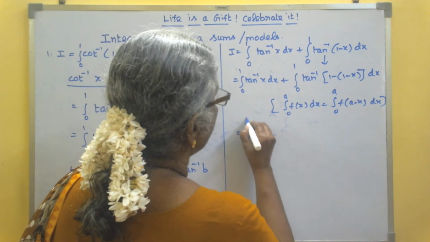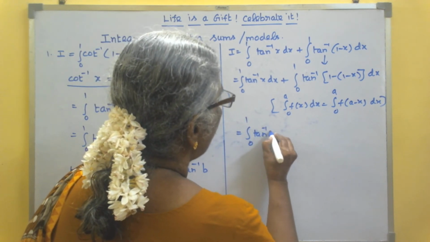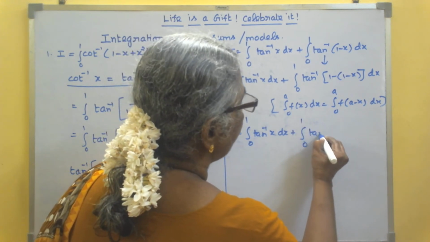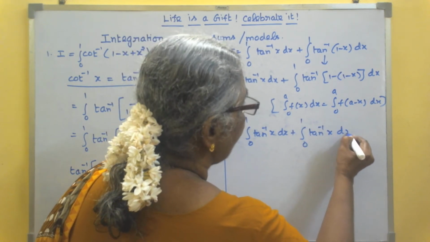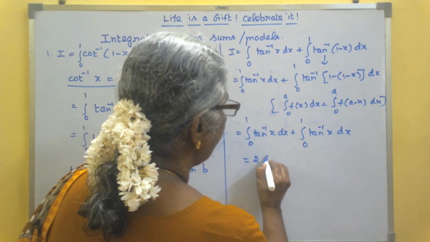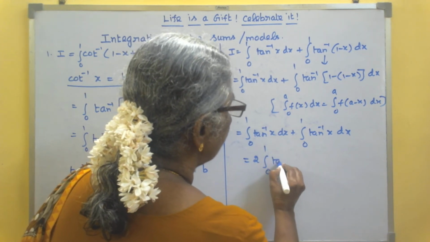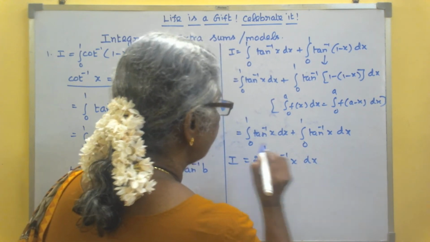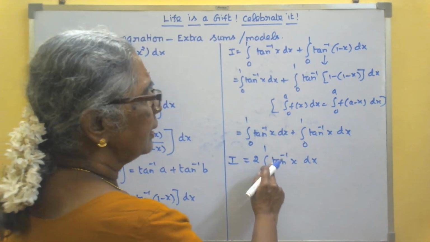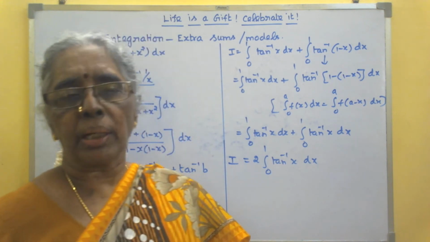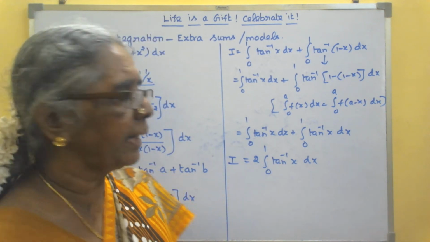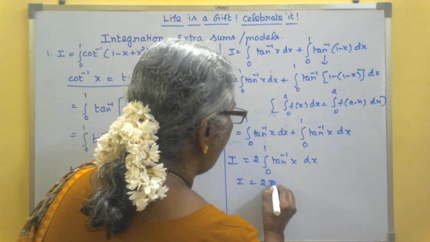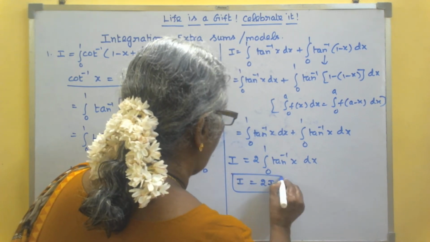I is integral 0 to 1 tan inverse x dx plus integral 0 to 1 again tan inverse x dx, which I can write as twice integral 0 to 1 tan inverse x dx. This is my I. Now, this is a very simple thing, you know. You can use integration by parts and integrate, but the 2 is there. So, to be on the safe side, I will write I is equal to 2I1.